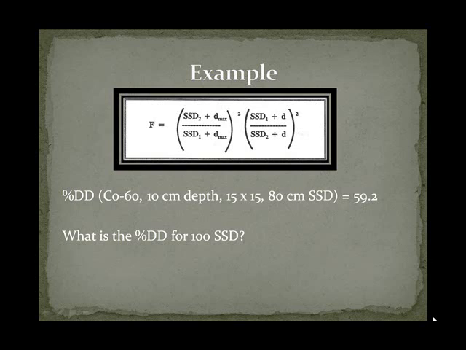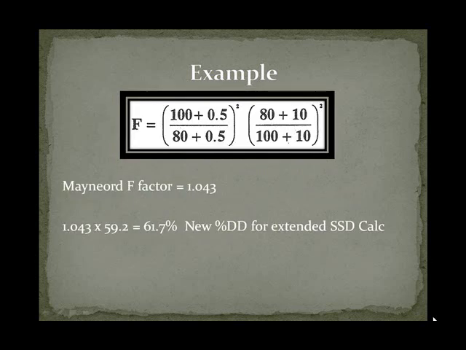Go ahead and set up your formula. Put your numbers in. Remember that 80 cm SSD is standard for a cobalt machine. So the 100 SSD here is an extended SSD problem. So when we put those numbers in, we get a Maynard F factor of 1.043. Now once you get that factor, you have to remember you need to multiply that now by your old percent depth dose in order to get your new percent depth dose. Now you should have 61.7.